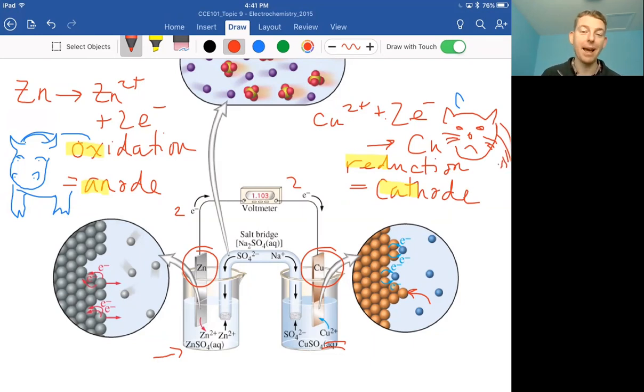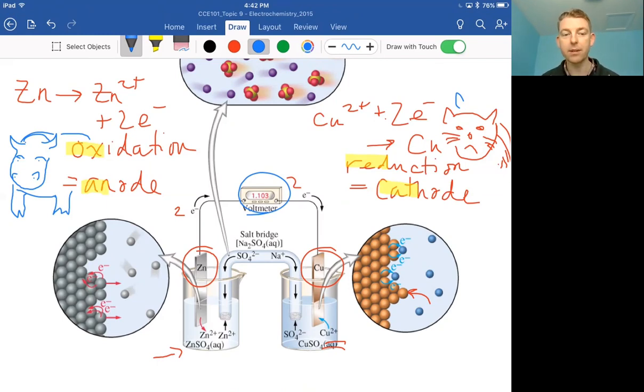Oxidation happens at the anode, and reduction happens at the cathode. What else do we want to say about these? The electrons are going to flow from the anode through the circuit. We can read there's voltage showing, so positive voltage flowing through the circuit into the copper. The electrons are given off by the zinc and picked up by the copper.